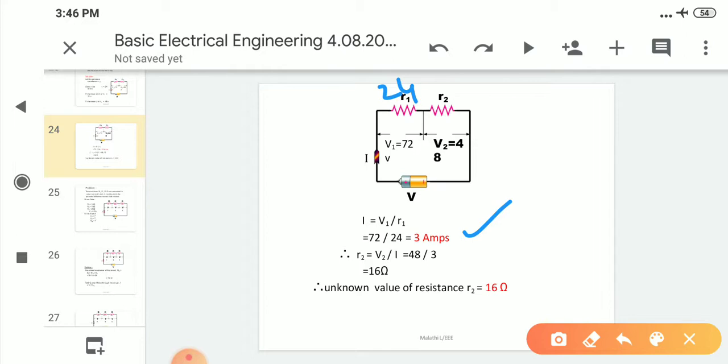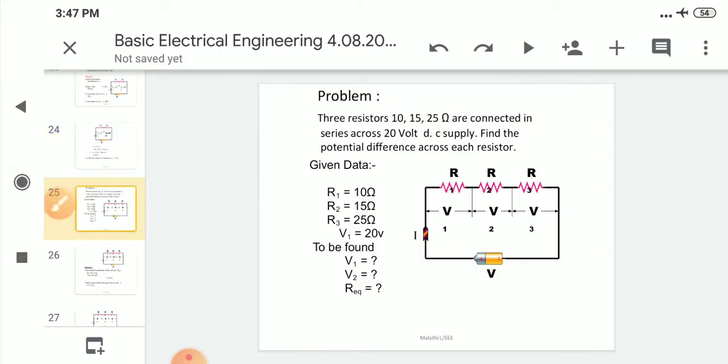Next, we have to find the value of R2 according to Ohm's law. R2 is equal to V2 by I. So 48 by 3 gives 16. The unknown value is 16 ohms. This is the answer.